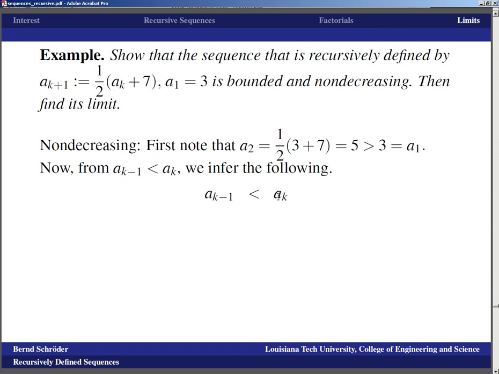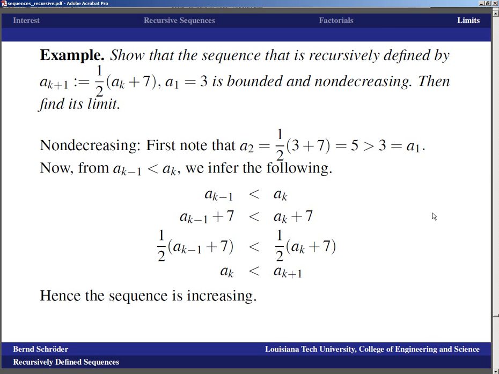a_{k-1} smaller than a_k means that a_{k-1} plus 7 is smaller than a_k plus 7. That means that 1/2 (a_{k-1} plus 7) is smaller than 1/2 (a_k plus 7), and that means that a_k is smaller than a_{k+1}. So what do we have here? We have that a_1 is smaller than a_2, and whenever the previous term is smaller than the current term, then the current term will be smaller than the next term, and that means that the sequence will keep on increasing, so the sequence is increasing here.